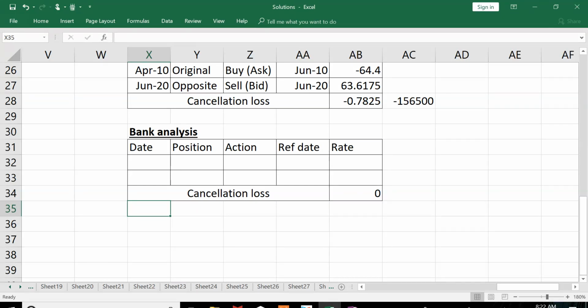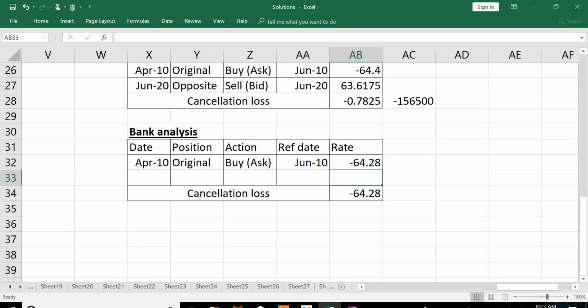Now, when it comes to bank analysis, you will have to talk only between ICICI and Stancy. Don't bring the customer in between. ICICI, the base bank which we are analyzing, whether it was to buy dollars or sell dollars from another bank. It was to buy dollars and sell them to us. So, original April 10, buy ask, June 10: 64.28. Any doubts on 64.28?